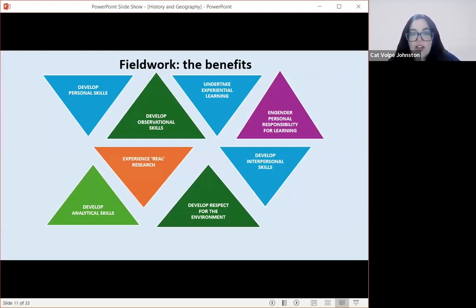Experiencing real research. Students are involved in that real research aspect, which can be quite fun and something different from being in the classroom. Developing respect for the environment. This is where we're in the field, learning about the environment, and we can see impacts of different things that have happened, different developments, and so forth. So it can help students to develop that respect for the environment, and develop analytical skills as well.